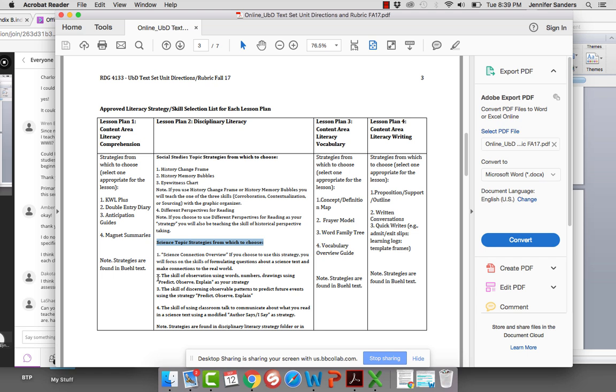The overview, you have predict, observe, explain here. And here are the skills. Okay? So just kind of use this document. And the strategies here are found in Buell, and I'm going to put a literacy folder within this module.